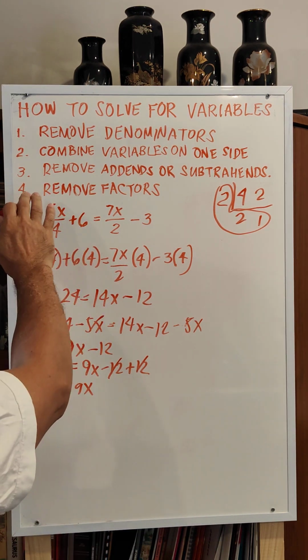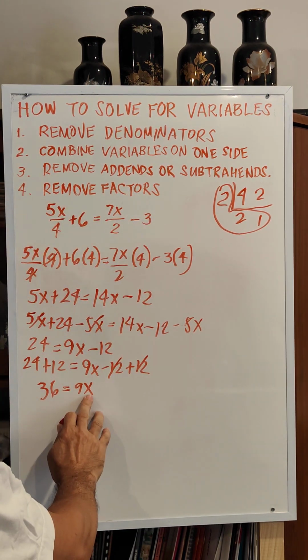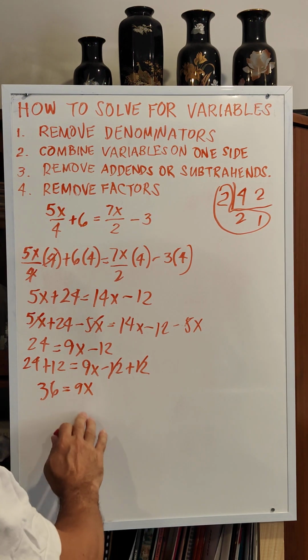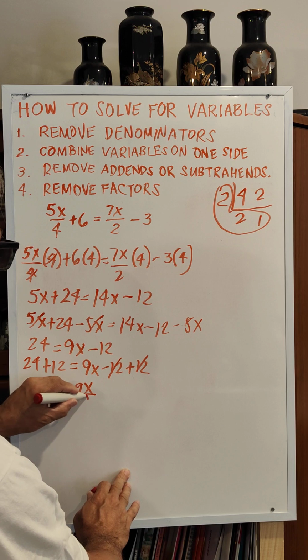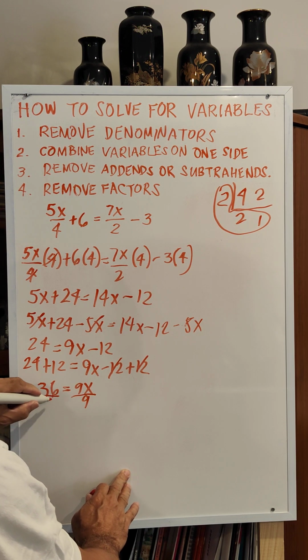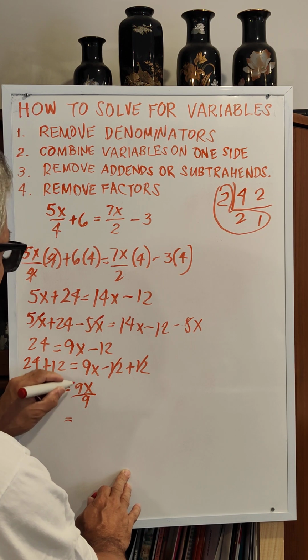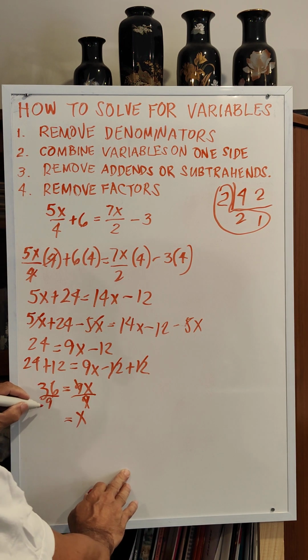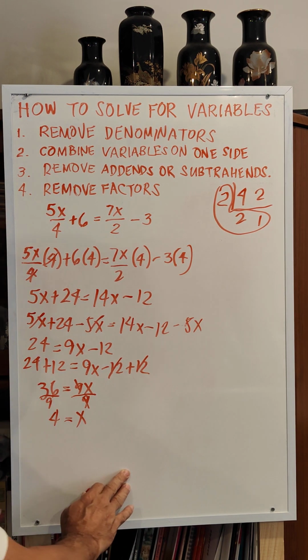So the next one is to remove factors. X has times 9. So the opposite of multiplication is division. So we have to divide it by 9. This also has to be divided by 9. So this will cancel out, leaving only x. 36 divided by 9 is 4.